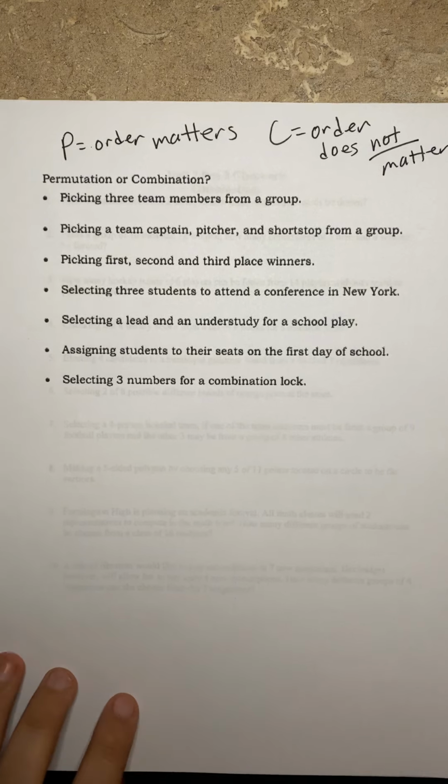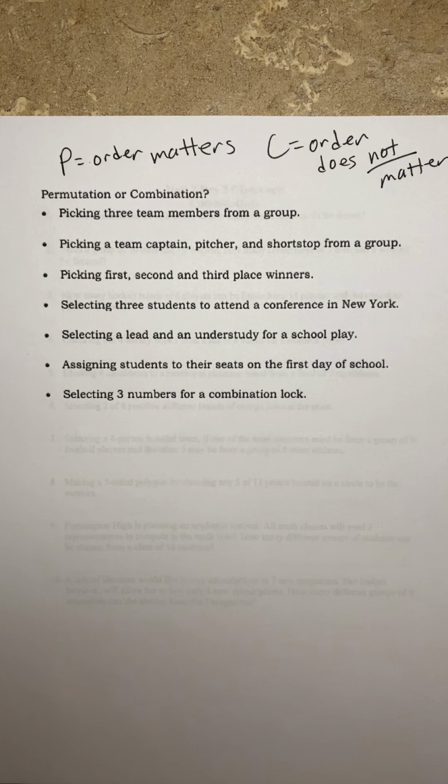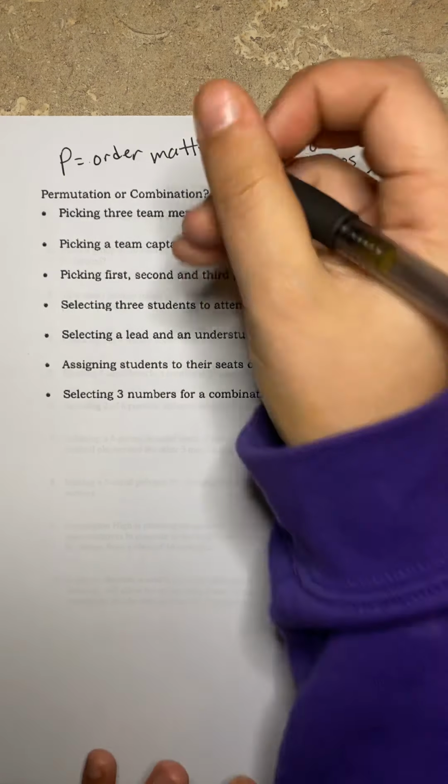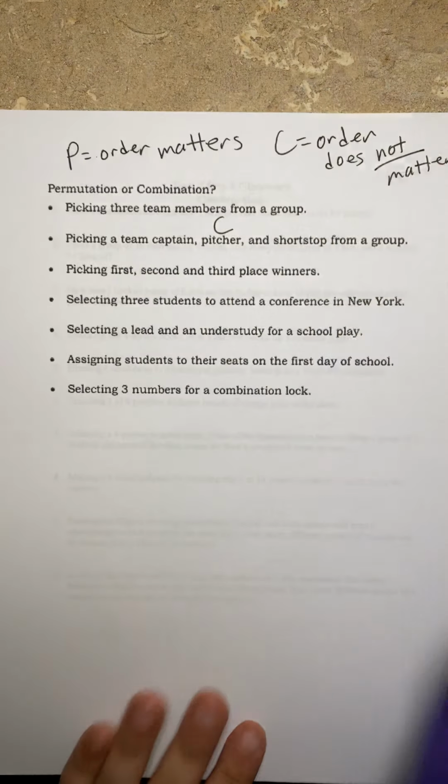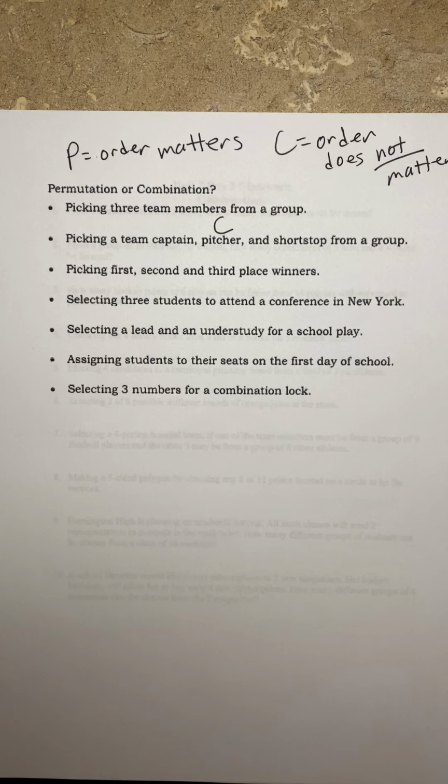Okay, so for example, picking 3 team members from a group. A lot of people try to overthink these problems, whether it's a permutation or combination. Doesn't matter how I say Billy, Bob, Joe, and Alex are on the team. No, if I say Alex, Bill, and Joe, it doesn't matter. All 3 of them are still on the team. Doesn't matter how I say that they're on the team, they're still there. So this is a combination because it does not matter how I order those 3 team members that are on the team.